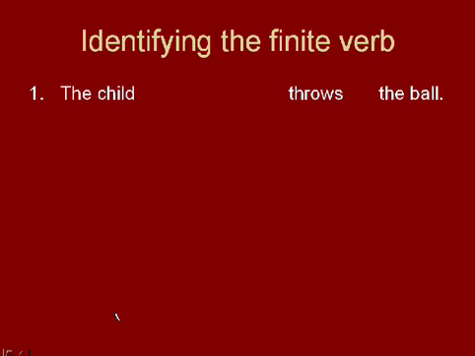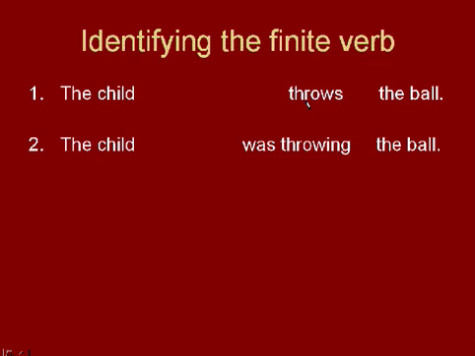If we say the child throws the ball, in this instance the predicator consists of one word in the verb element, the verb phrase. This is both a lexical verb, it carries lexical meaning, and it is also known as the finite verb. When you only have one verb in the predicator, then it's a finite verb and the lexical verb.